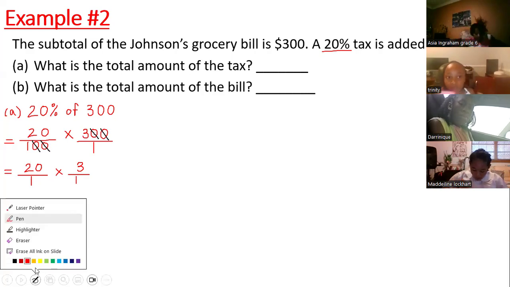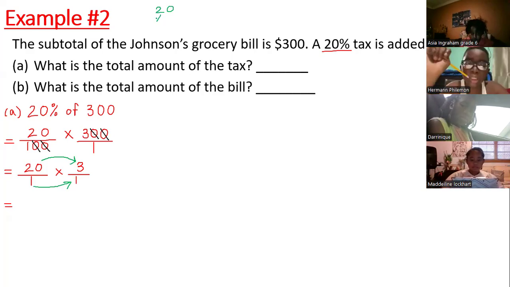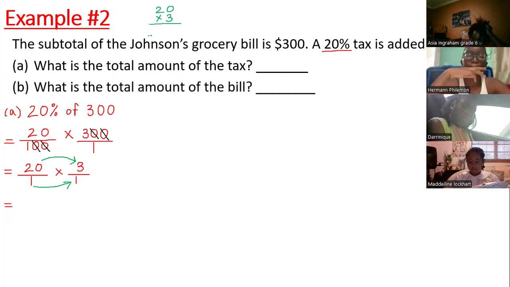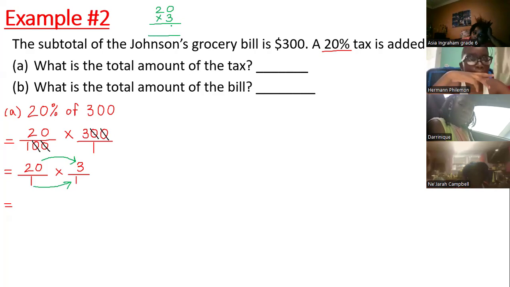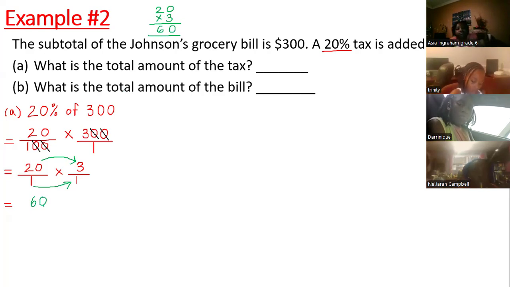Let's multiply it. So this is going to be 20 times 3 and 1 times 1. If we multiply 20 times 3, let's see. 60 over 1. So we have 3 times 0, which is 0. 3 times 2 is 6. So we have 60 over 1, which is 60. That equals 60.